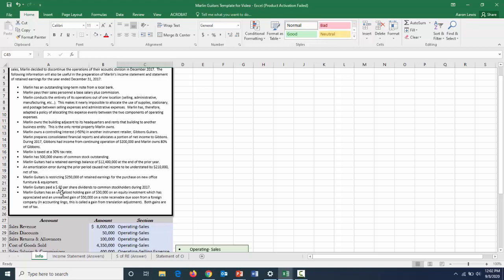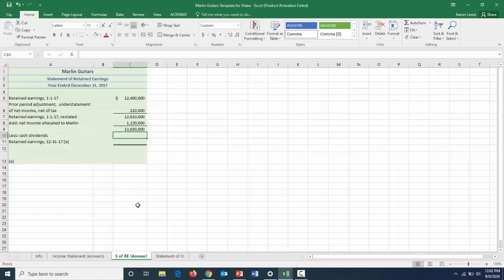How many shares did we have? And we had that information from before, that Marlin currently has 500,000 shares of stock outstanding. So how much did we pay out in dividends? Well, we paid out 60 cents a piece to 500,000 shareholders. So if we multiply those two numbers together, it's $300,000 in dividends.